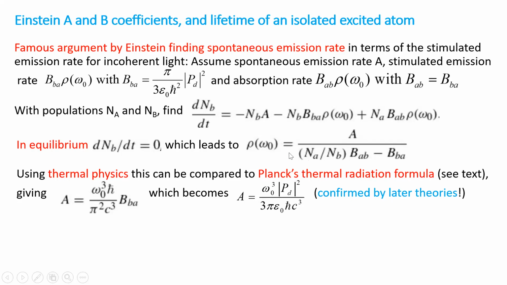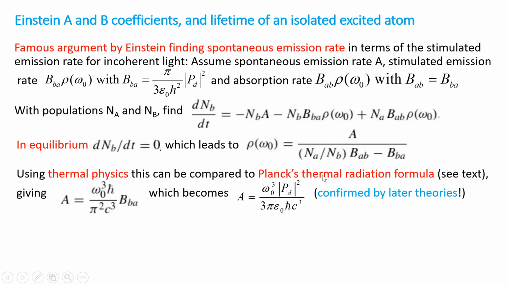By comparing that definite form for rho of omega naught to this form here, and since thermal physics tells us in equilibrium what the ratio of Na to Nb should be based on their energy difference, we get an expression for rho of omega naught from thermal physics for Na over Nb. Then we can relate A and the two B's.